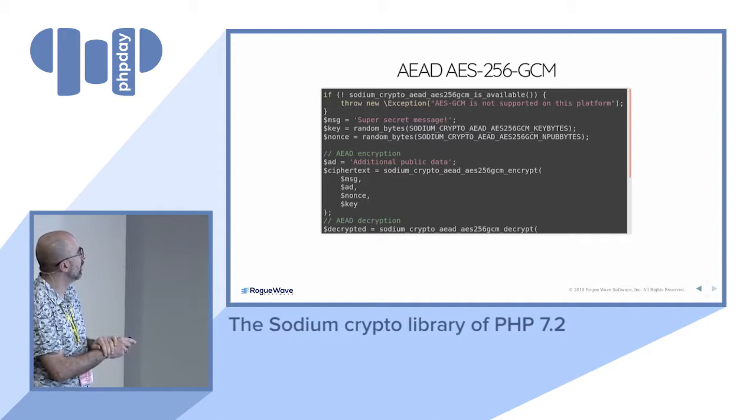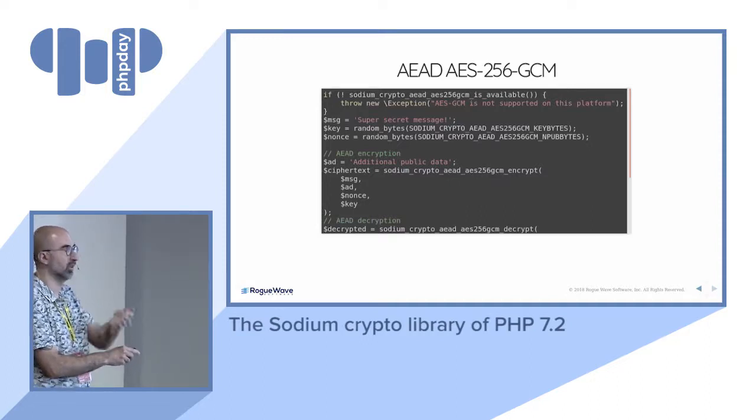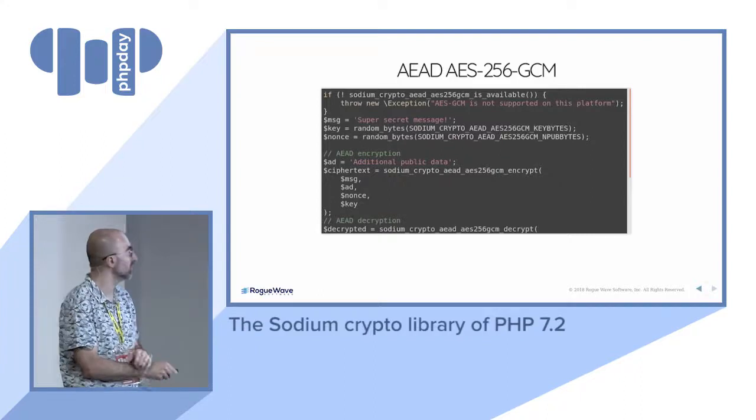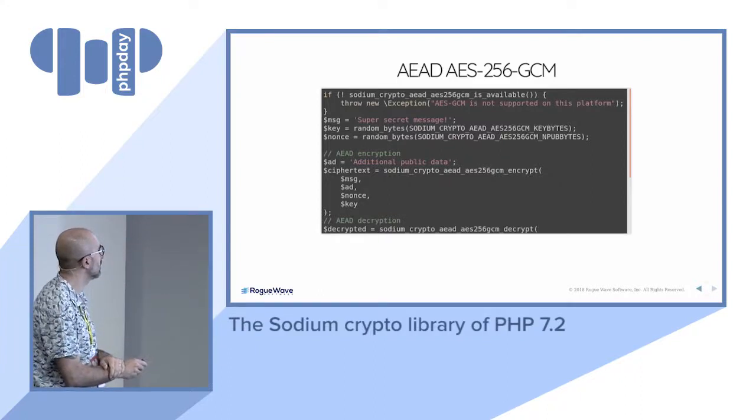Sodium provides a function to check if the AES algorithm is available in libsodium itself. Nothing special here. You have to generate a key because AES is a symmetric algorithm. Then you have to generate a random nonce. If you want, you can add additional public data.